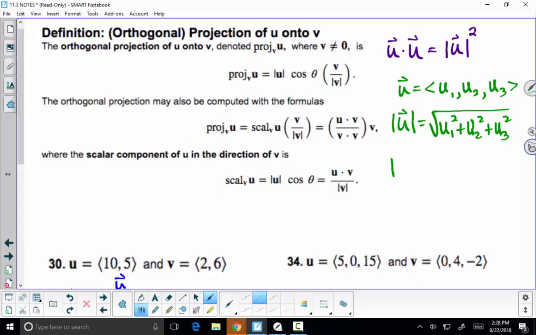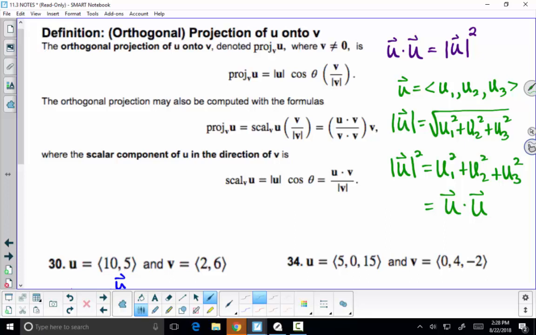Now let's square both sides. The length of u squared is u1 squared plus u2 squared plus u3 squared. That is the dot product of u with itself. The dot product of a vector with another vector, you multiply the corresponding components and add.